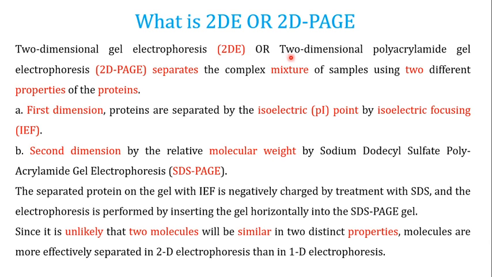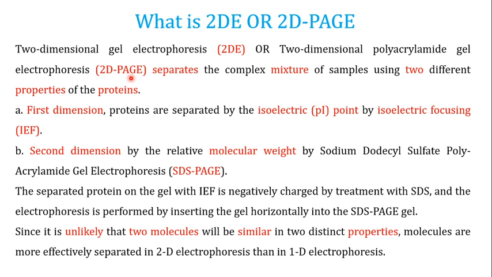It is also known as two-dimensional polyacrylamide gel electrophoresis, because in two-dimensional gel electrophoresis, the gel or the matrix that you are using is polyacrylamide. So it is also known as two-dimensional polyacrylamide gel electrophoresis. So 2DE or 2D PAGE actually refers to one and the same thing.